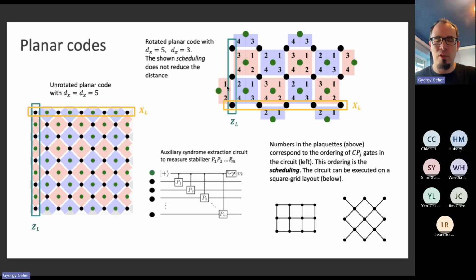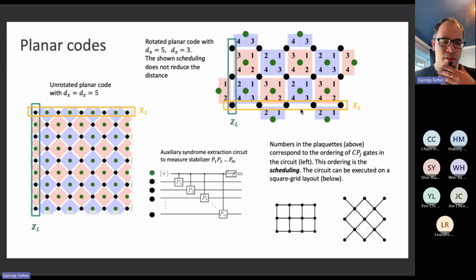There are results in the literature which show that if you count the QEC performance in terms of the number of physical qubits you use, there is not much difference. But certainly the rotated code is more popular nowadays. Here you see a rectangular-shaped rotated planar code. The Z logical operator is here, which has weight 3, so the Z distance of this code is 3. The X logical operator is here at the bottom, has weight 5, so we say that the X distance is 5 for this code.